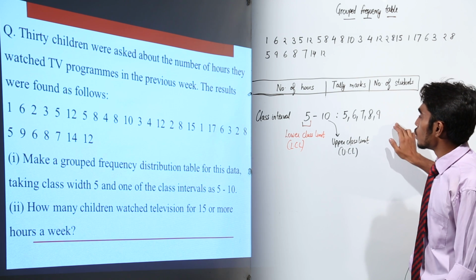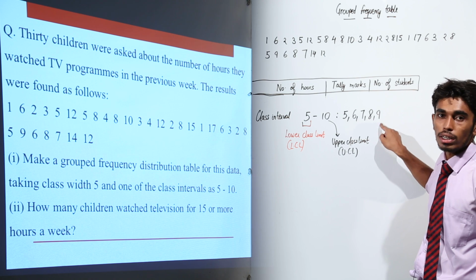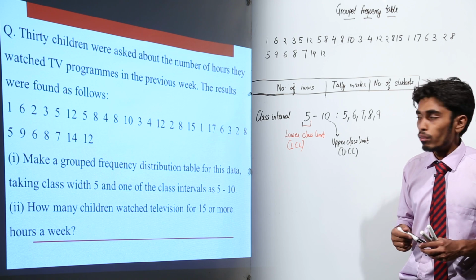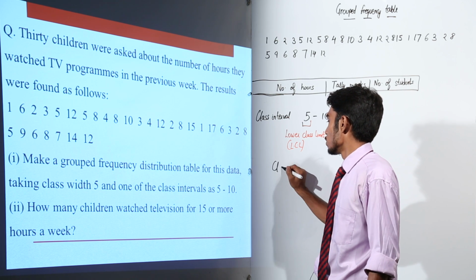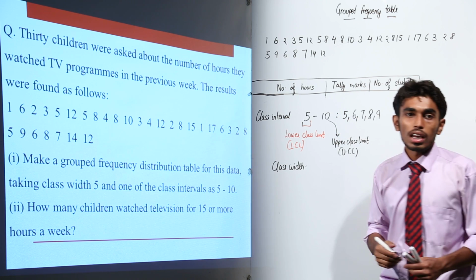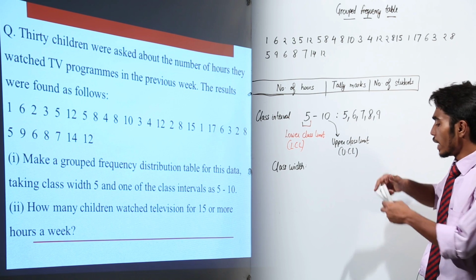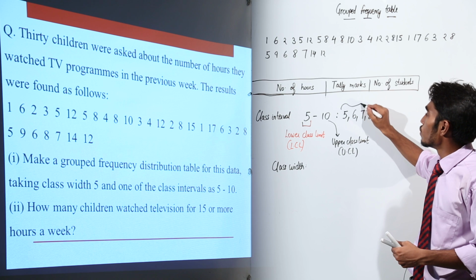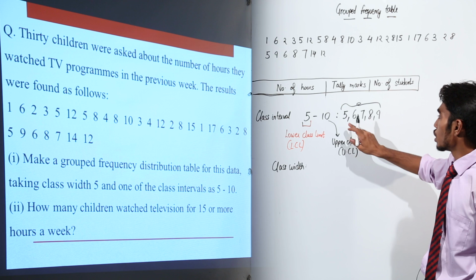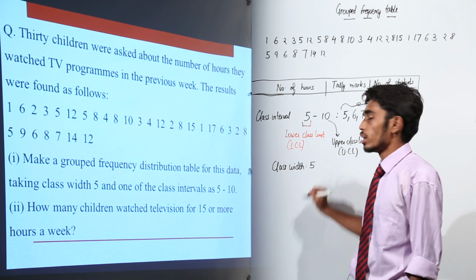And all the students who are watching TV programs for these many hours, like 5 hours, 6 hours, 7 hours, 8 hours, 9 hours, they will fall in this group, right? Now there is one more term that we'll talk about, that is class width. Class width is nothing but these values: 5, 6, 7, 8 and 9, they are included in this group. So the number of values that are included in the group is called the class width. The number of values included is 5, so I can say the class width is 5, right?